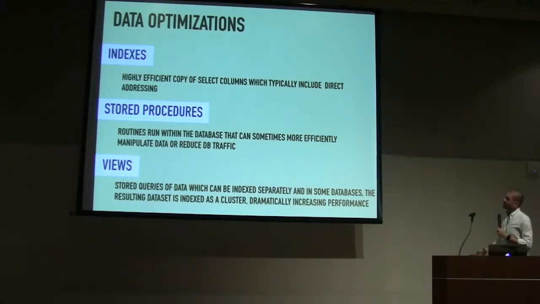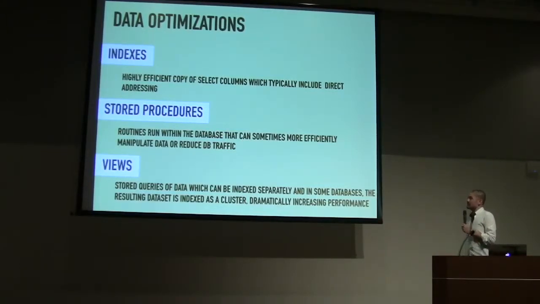What's going on? And so, three of the primary ways to optimize your data in an existing database are through indexes, stored procedures, and views. So, indexes are probably the easiest one. An index is a highly efficient copy of select columns, which typically include a direct memory address or a direct disk address to the record. This makes it much, much, much quicker to do certain queries, and I'll show you an example of that.